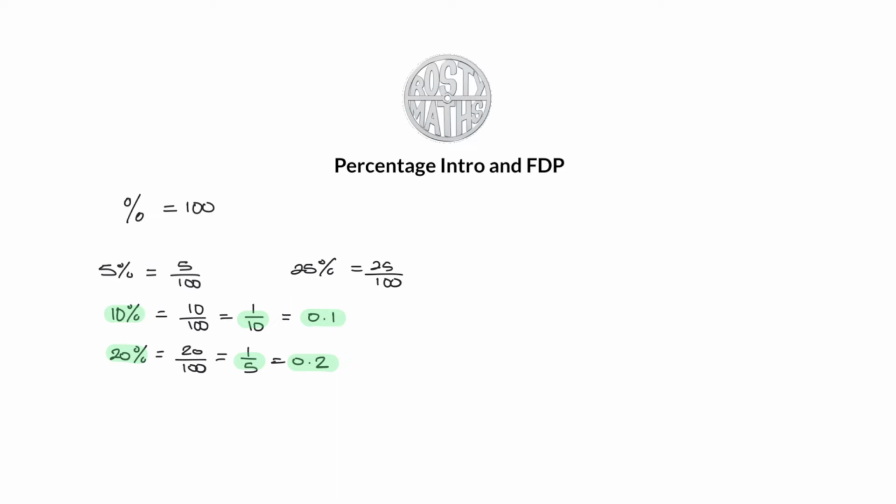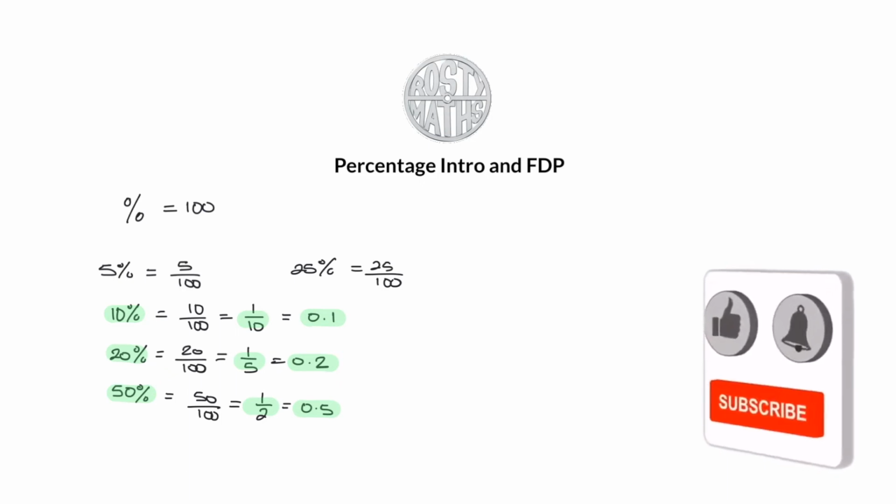Now, another common one that you need to know is 50%. 50% is 50 out of 100. If I divide by 50, 50 goes into 50 once, and it goes into 100 twice. So dividing by 50 will give me a half. And we know that a half, going 2 places back, is 0.5. So we know that 50% is the same as a half, which is the same as 0.5.